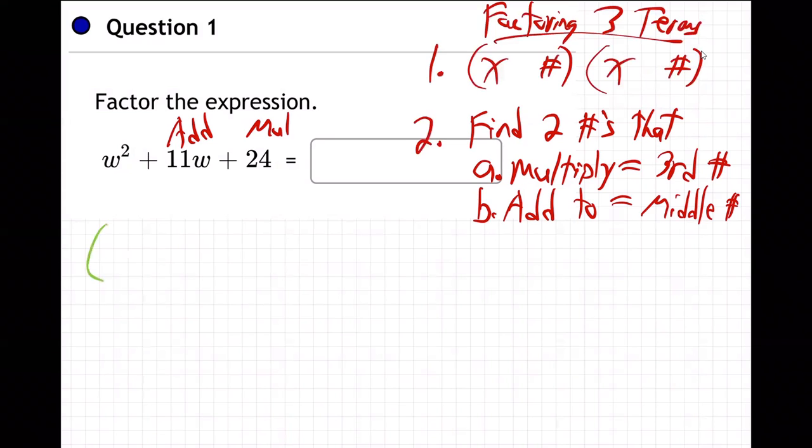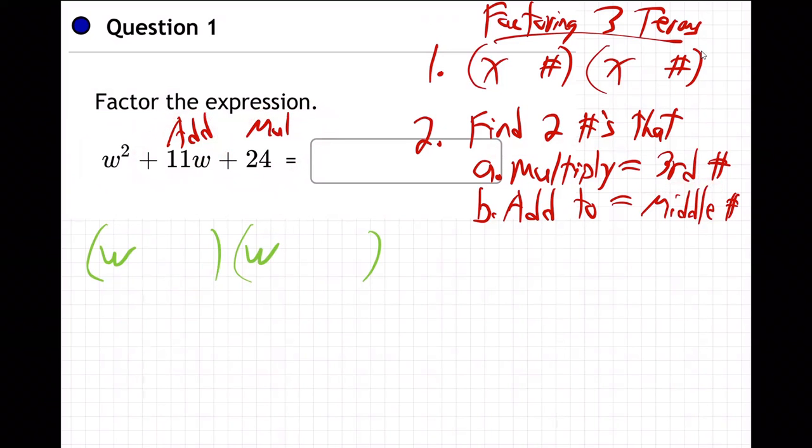So I'm going to write 2 parentheses and x, in this case, W, whatever your letters, W's in the front. Why is that? Because W times W will go back to W squared. We're trying to find out what would multiply to go back to this. Now, I've got to find these 2 numbers in the back. They have to multiply to be 24. They've got to add to be 11.